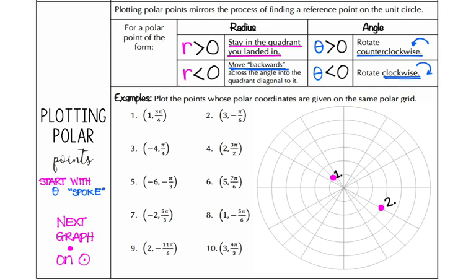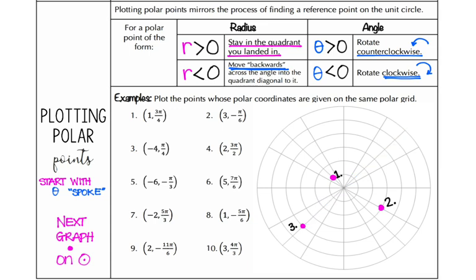For point number 3, again, we identify the spoke pi over 4. But we're going to walk backwards. The reason we know we're going to walk backwards is because it says negative 4. So the spoke would have gone this direction, but from the origin, instead of walking towards pi over 4, we're going to walk backwards this way, and count out 4 radii. And there it is, and that would be point 3.